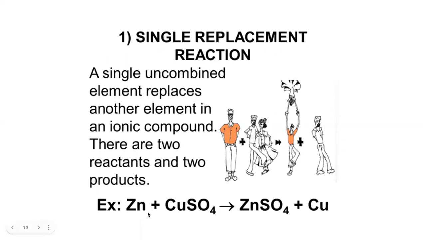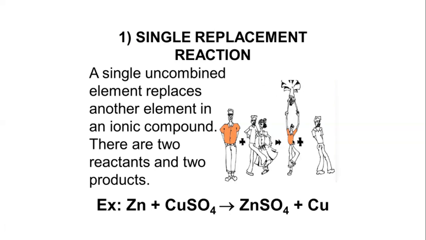So here we see that we have zinc and copper sulfate on the reactant side. And then we form the products zinc sulfate and copper. And I hope what you can appreciate is that what we did was swap this sulfate group from the copper to the zinc. And that is a single replacement. We replaced one of these compounds with another.